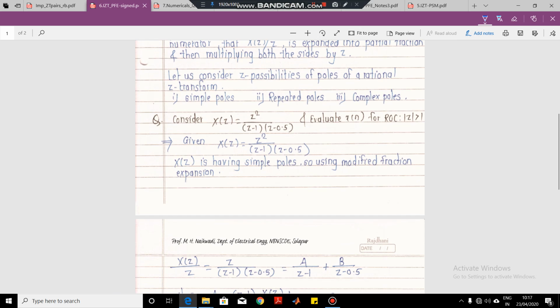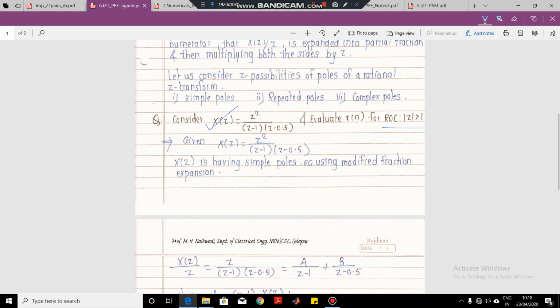So this is the type of numerical that is given, that is, we are given X of z along with the ROC. If ROC is not given, then this has no meaning, because we will never be able to find the inverse Z transform, that is, x of n for this X of z, because this X of z will correspond to other signals also, as we have seen in the Z transform pairs. So we need to know the ROC. If we know the ROC, then only we can find x of n.